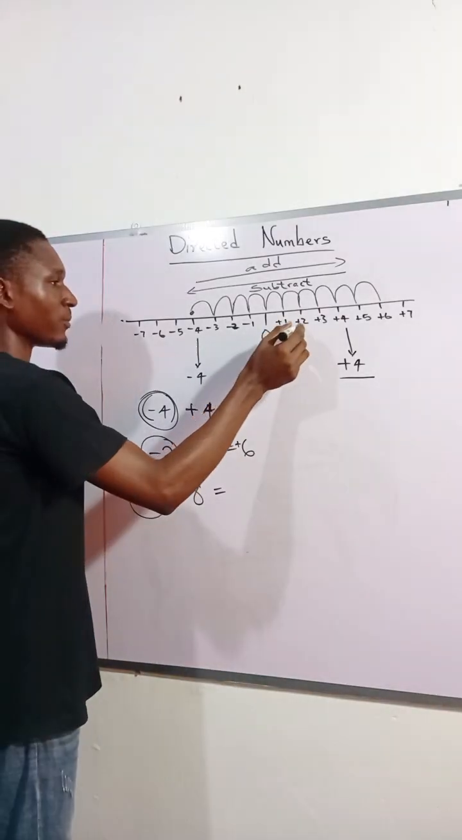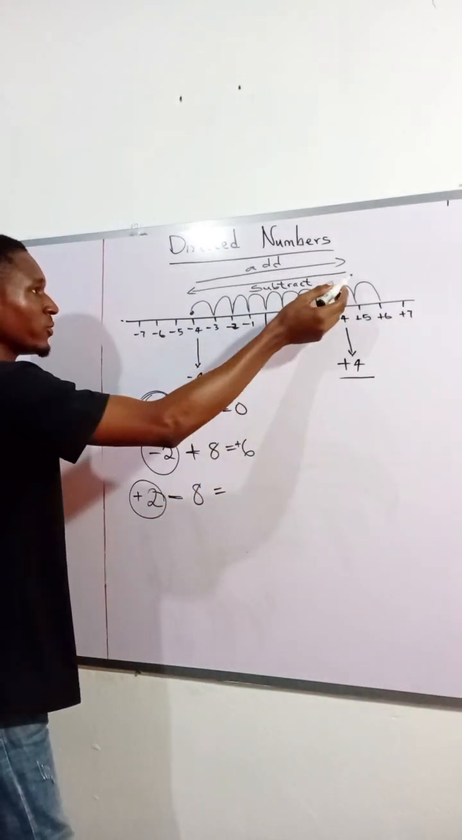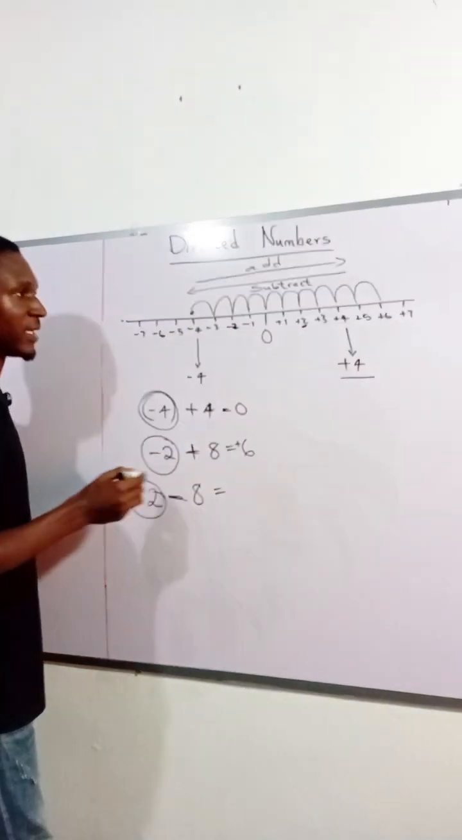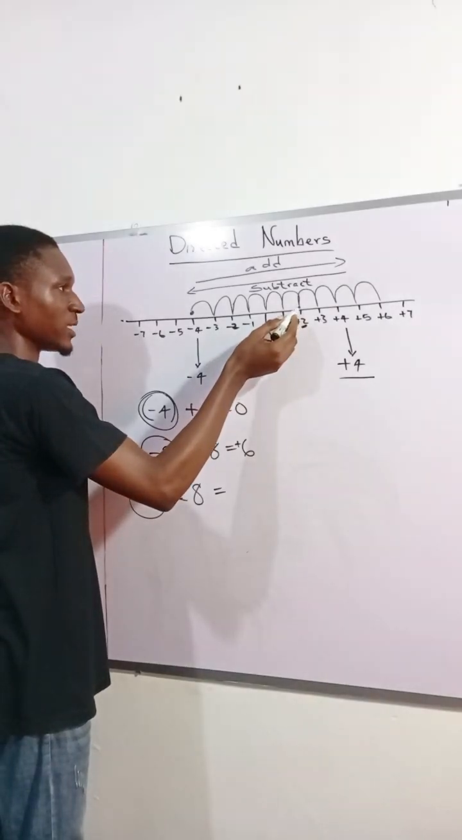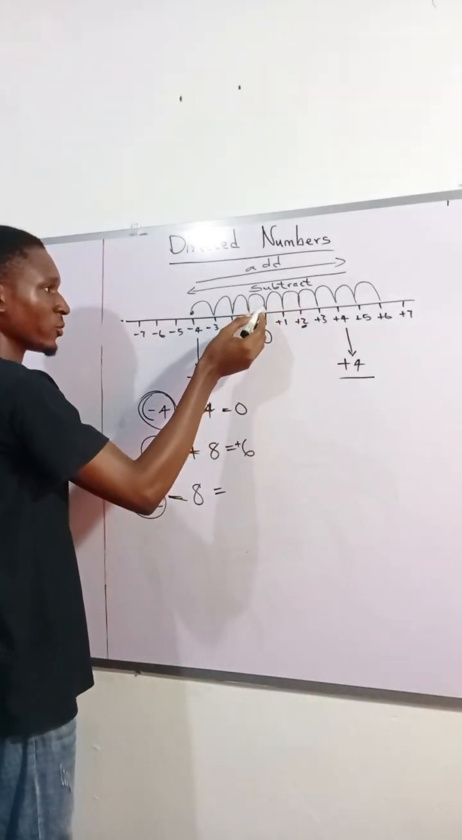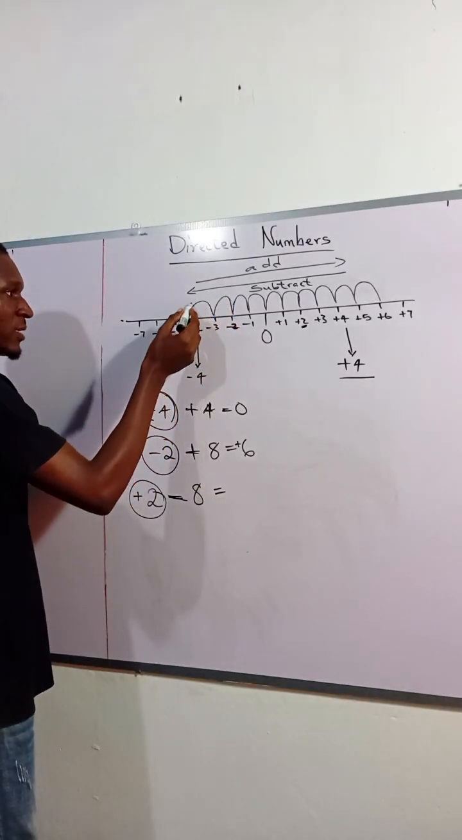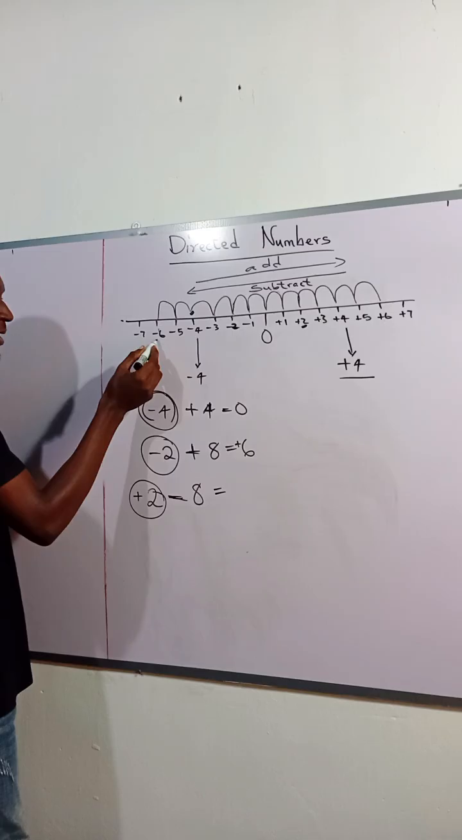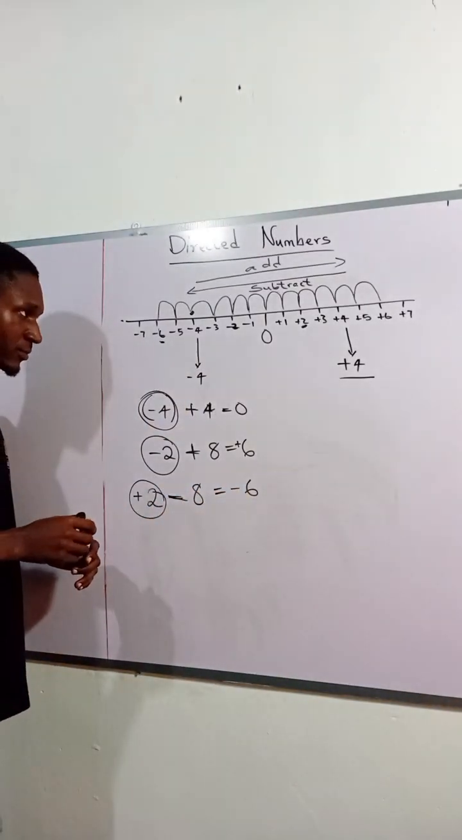Where is positive 2? Look at positive 2 here. And then minus means to move to the left. Negative 8. From positive 2, we are going to move 8 times to the left. 1, 2, 3, 4, 5, 6, 7, 8. And we ended at where? Negative 6. That means our answer is negative 6.